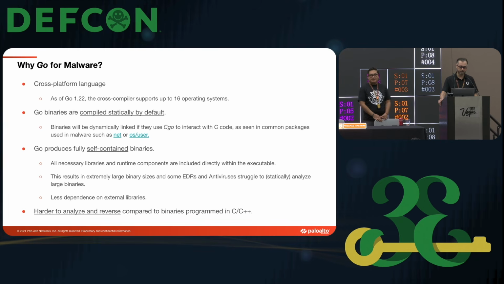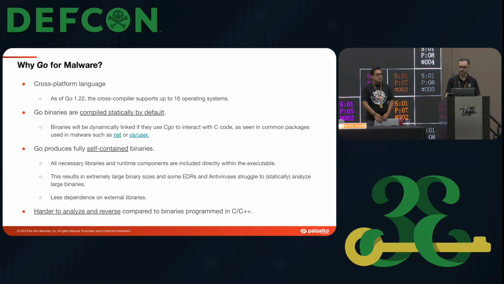Also, Go produces self-contained binaries. This is good if you are a malware writer working on these kinds of projects using the Go language, because you will have really huge binaries. That means that for static analyzers, it will be really difficult to deal with these kinds of examples. Also, you will find less dependence on external libraries, so that is somehow good as well. Finally, it is harder to analyze and reverse compared with some other programming languages like C or C++.